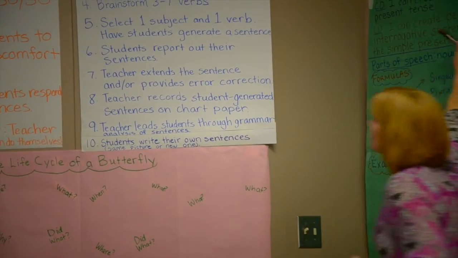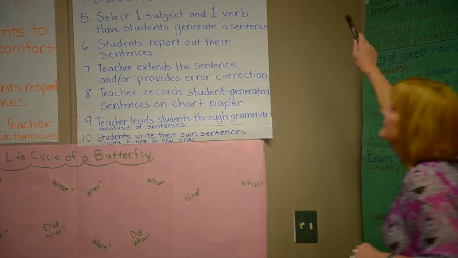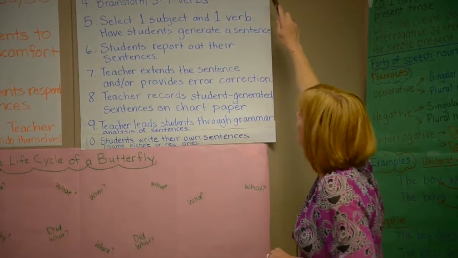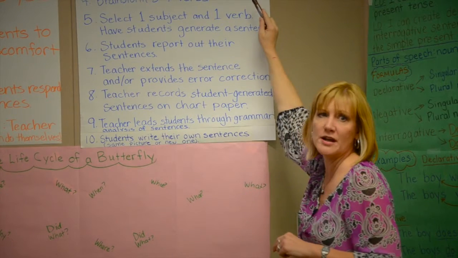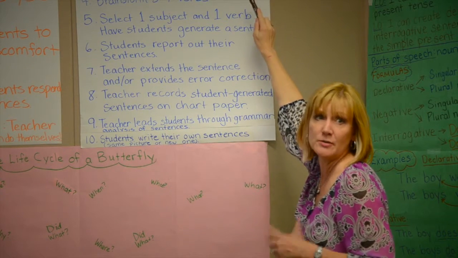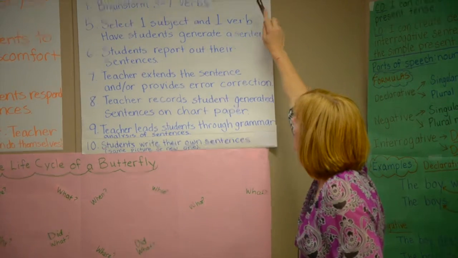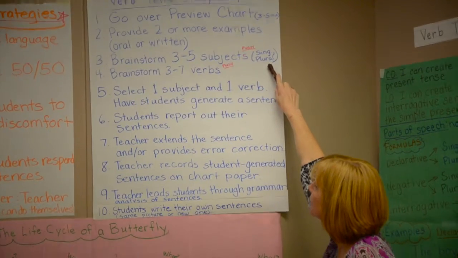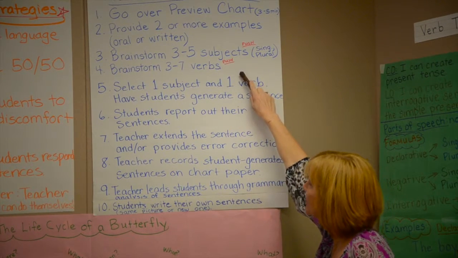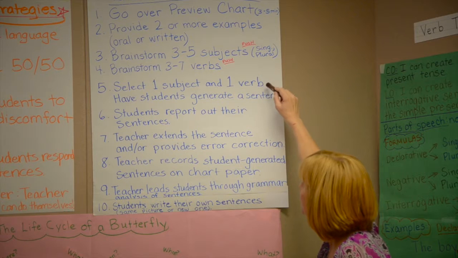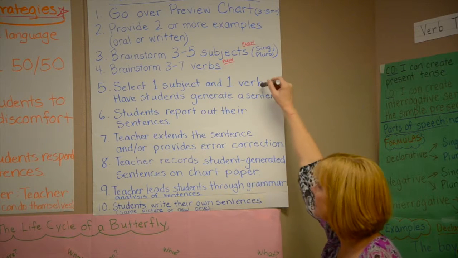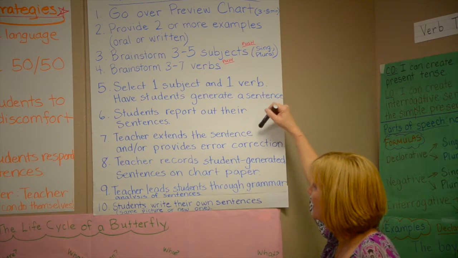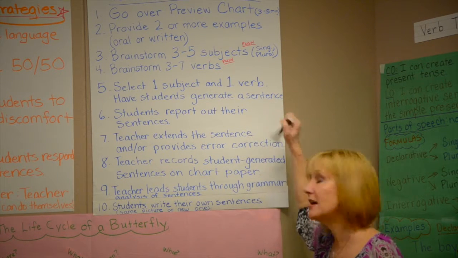So the first thing you do is you go over the preview charts. I'll be explaining this. And then you provide some examples, oral or written. And it just depends. You know, secondary might want to have more written examples. Elementary, you might just give your examples orally. You brainstorm 3 to 5 subjects, singular and plural. You brainstorm 3 to 7 verbs. And then you select a subject and a verb. You have students generate a sentence. Then they report their sentences. And then you extend those sentences or provide error correction.